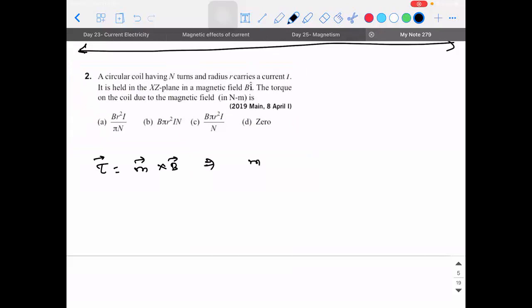So what is the value of M vector? They told XZ plane. So one thing is clear, XZ plane and X direction are mutually perpendicular to each other. So XZ plane, and this will be perpendicular.